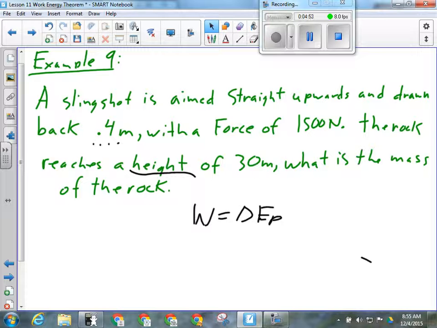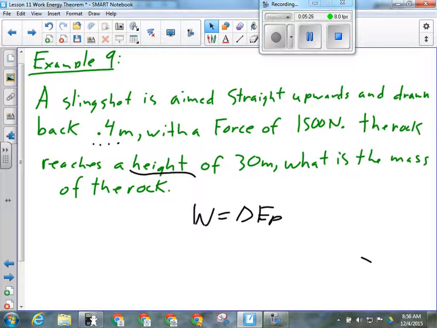So we aim a slingshot straight upwards and draw it back 0.4 meters with a force of 1,500 newtons. The rock reaches a height of 30 meters. What's the mass of the rock? Where are we assuming the rock's starting from? 0. So we're like, I don't know, laying on the ground with the slingshot, I guess. But we're assuming, since it doesn't say otherwise, that it started at a height of 0 because it's talking about a height here that's measured from the ground.